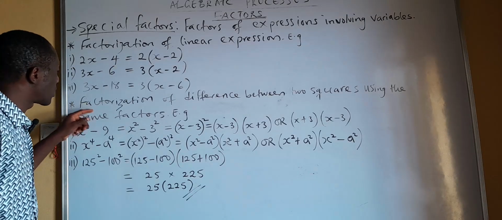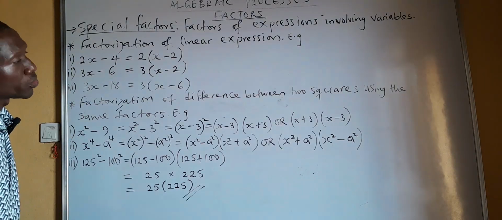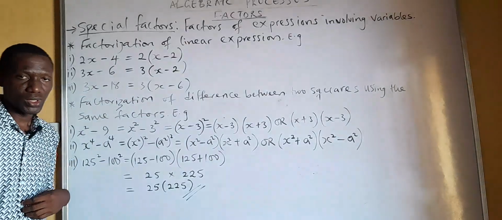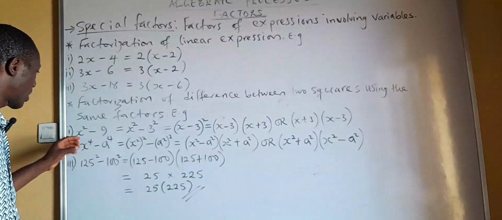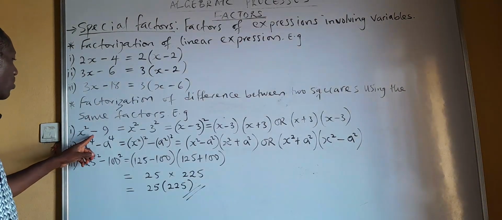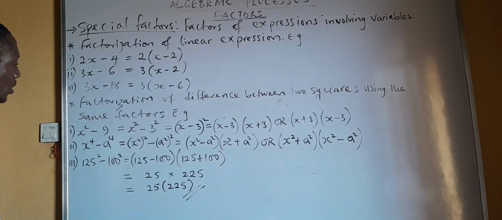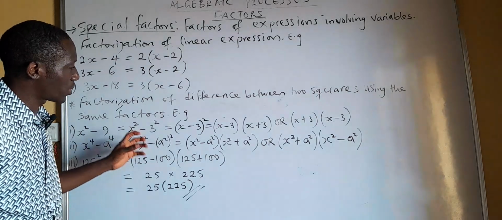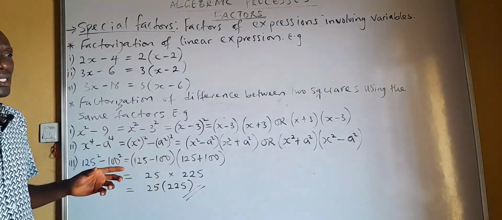Then the next one is factorization of difference between two squares using same factors. Example of that, we have it here. We see x squared minus 9 equals to... I have to explain some things here for better understanding.